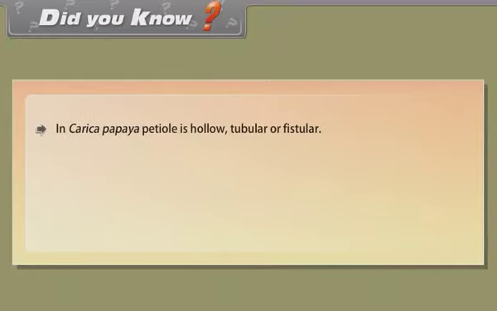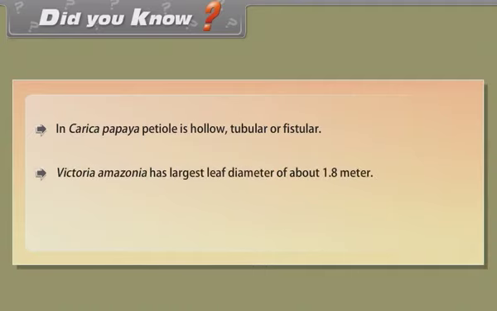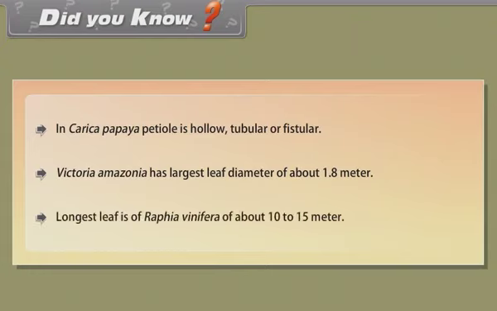Did you know? In Carica papaya, petiole is hollow, tubular, or fistular. Victoria amazonica has the largest leaf, with a diameter of about 1.8 meters. The longest leaf is of Raphia vinifera, about 10 to 15 meters.